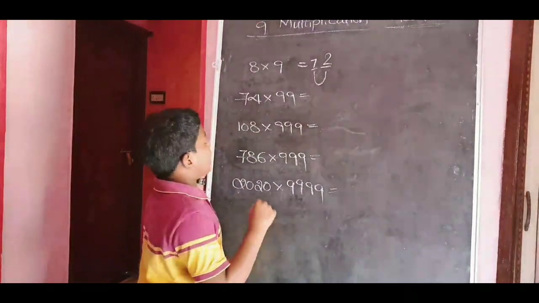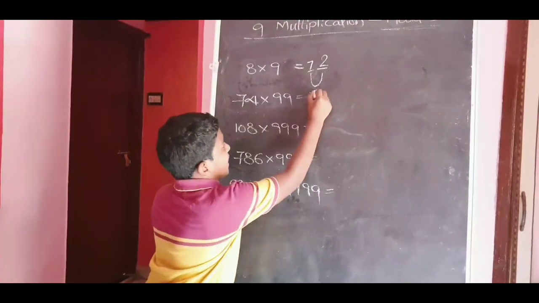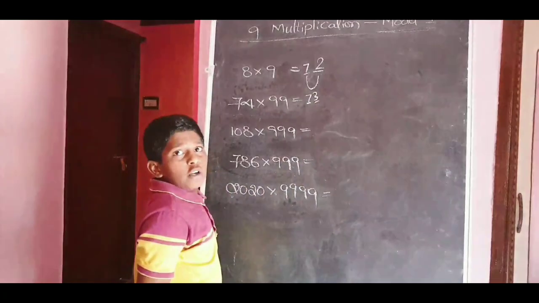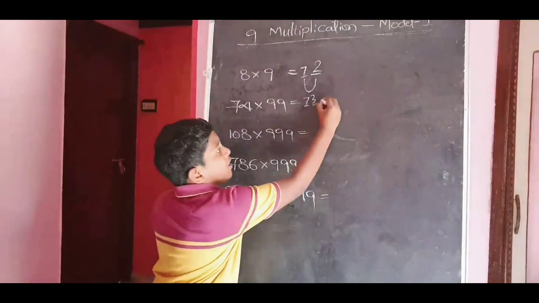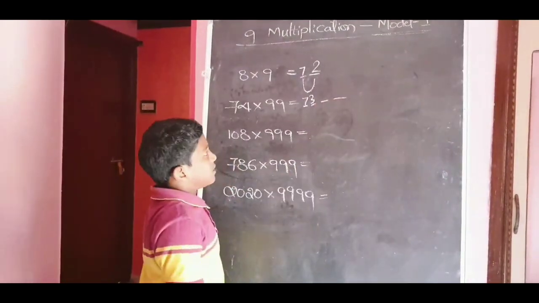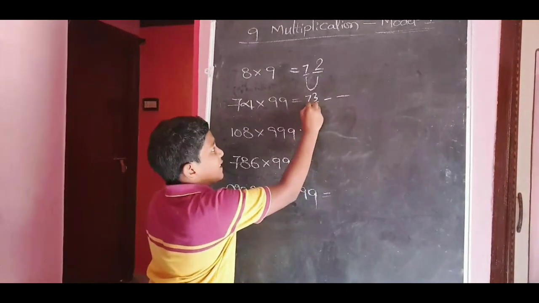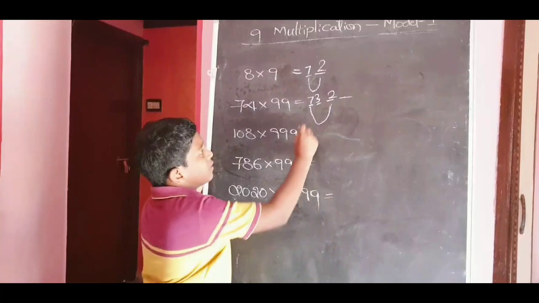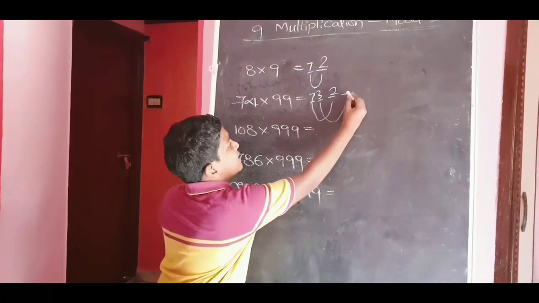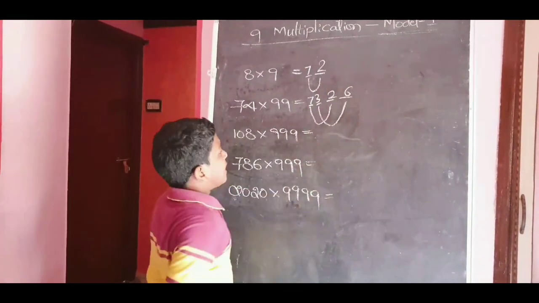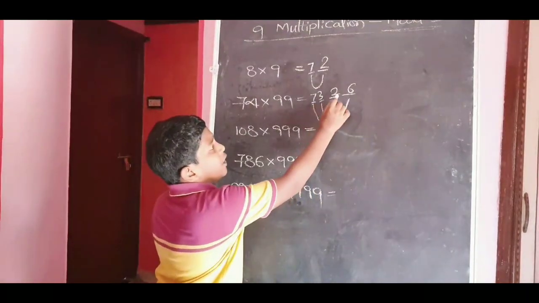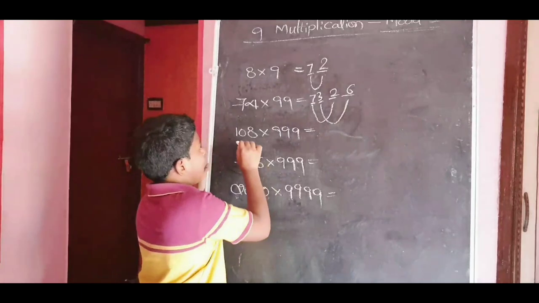74 into 99. Do 1 less: 73. We have 2 digits. So, to get the answer, we should take another 2 digits. For 7, add 2 to get the 9. For 3, add 6 to get the 9. Answer is 7326.